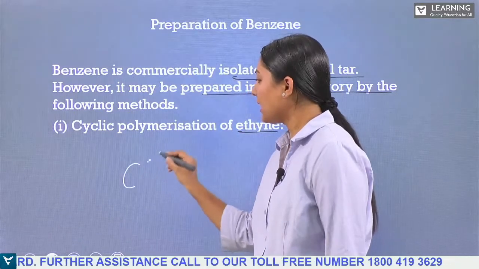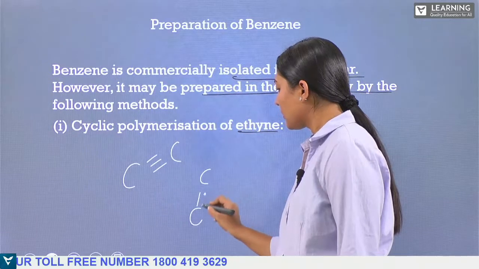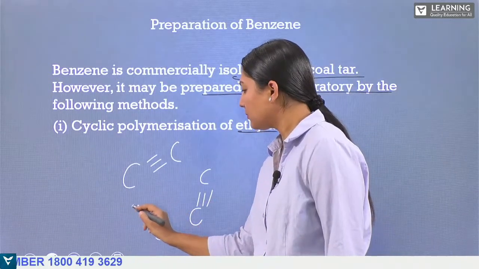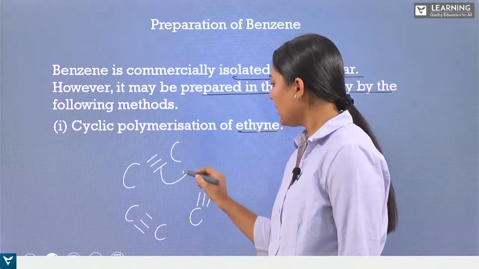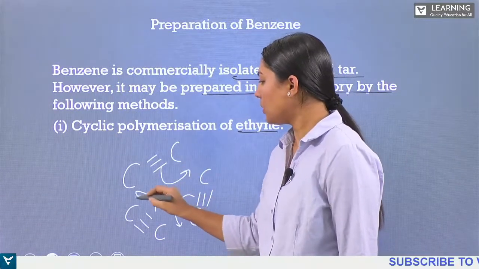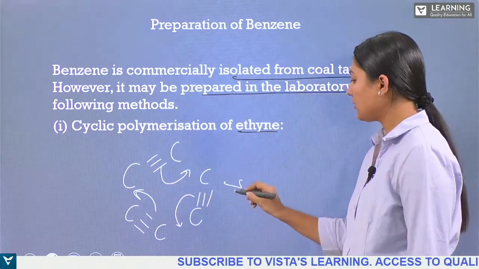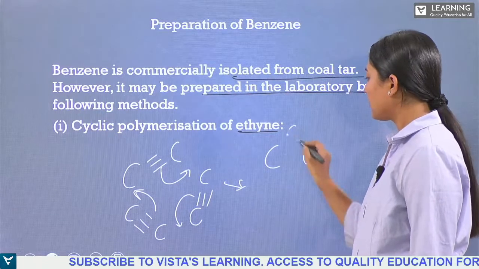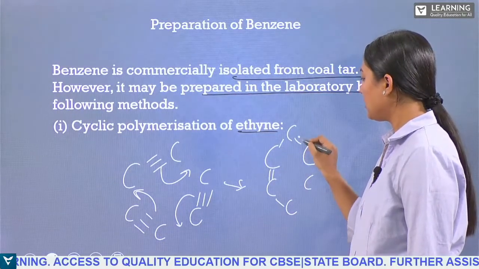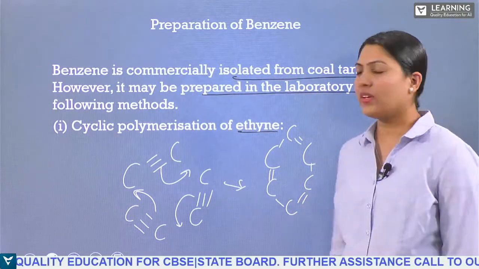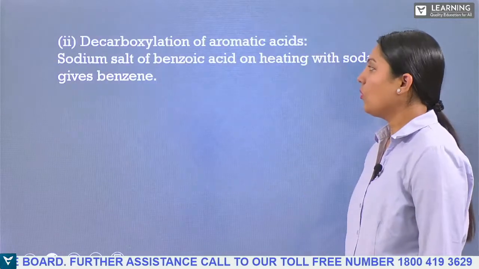We have ethyne, right? With a triple bond. What happens here is that they undergo polymerization by shifting of the bonds, and we get the benzene ring. Single bond, double bond, single bond, double bond, single bond, double bond. We did it in ethyne, right? Do you remember? Good. What is the next one?